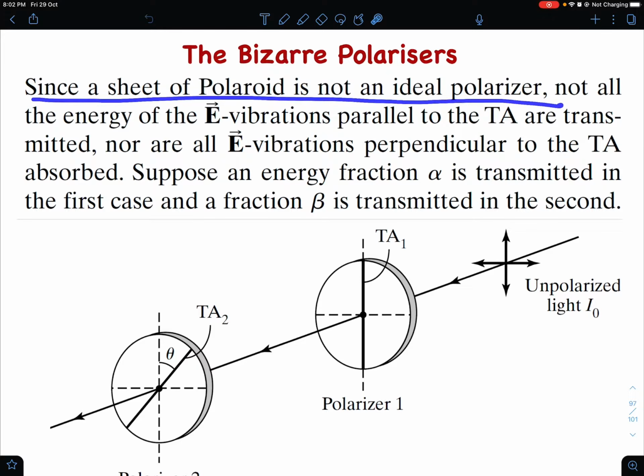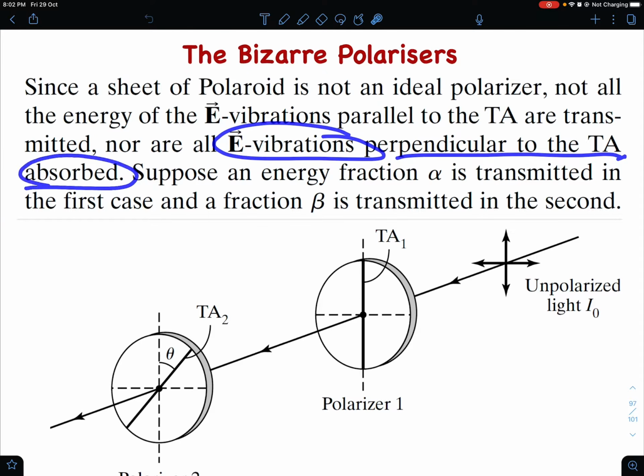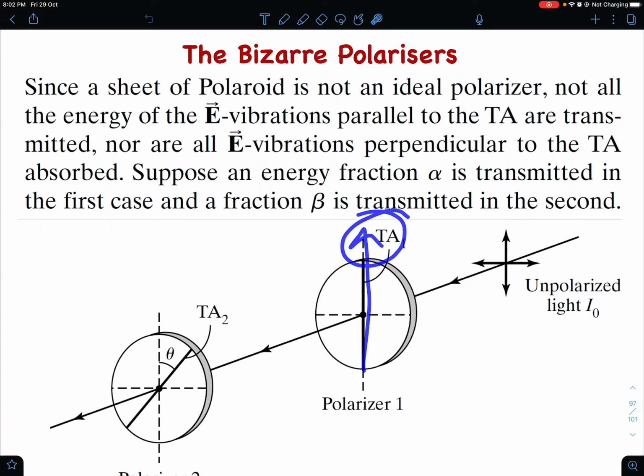So here's the problem. Since a sheet of polaroid is not an ideal polarizer, not all the energy of electric field vibrations parallel to the transmission axis are transmitted, nor are all the electric field vibrations perpendicular to the transmission axis absorbed. So in the conventional polarizer and analyzer, what happens? Whatever energy is along the transmission axis, we assume that all of that energy is transmitted, and whatever energy is perpendicular to the transmission axis, we assume that all of that energy is absorbed. But here that's not the case.